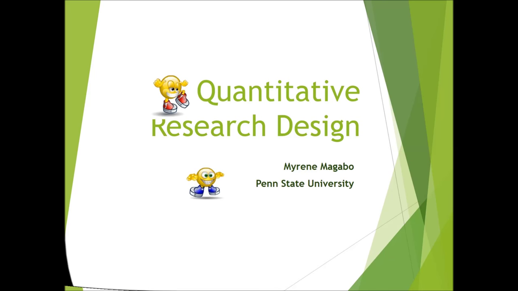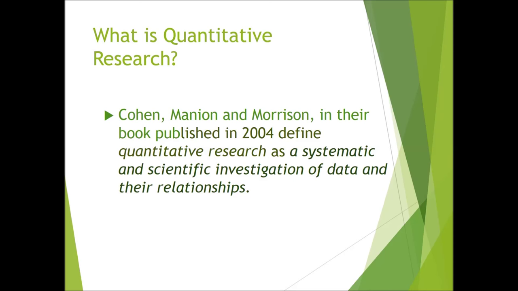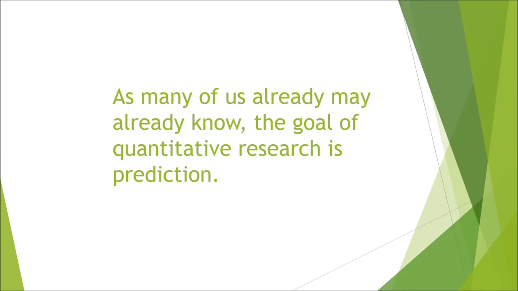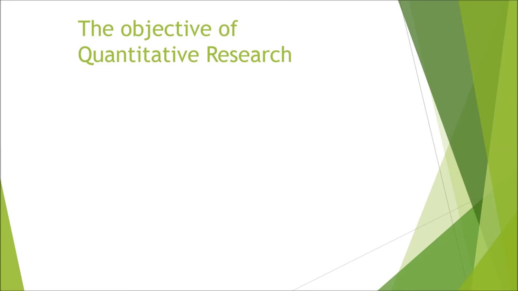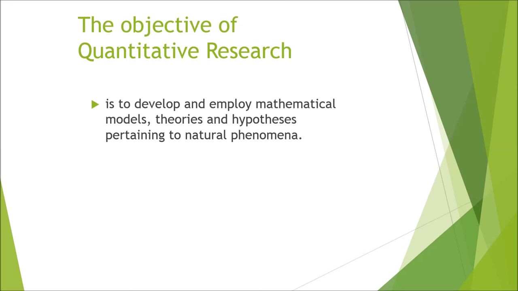What is quantitative research? Cohen, Manion, and Morrison, in their book published in 2004, define quantitative research as a systematic and scientific investigation of data and their relationships. As many of us may already know, the goal of quantitative research is prediction. The objective of quantitative research is to develop and employ mathematical models, theories, and hypotheses pertaining to natural phenomena.